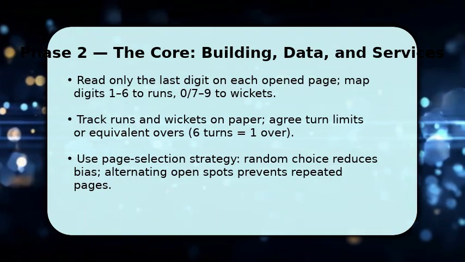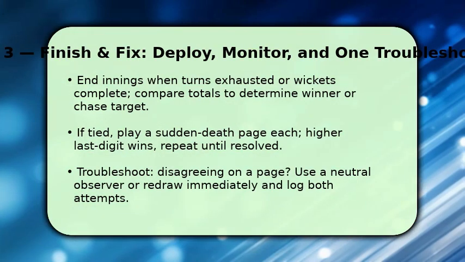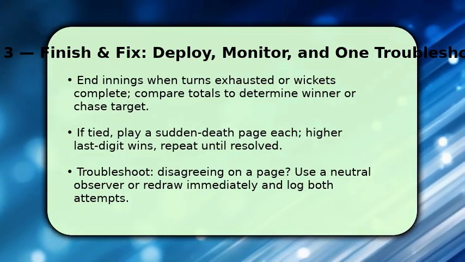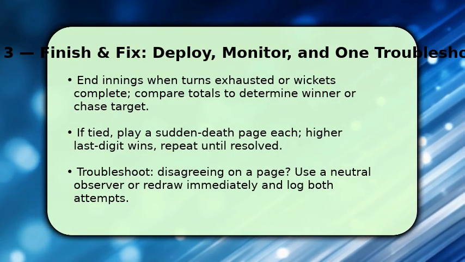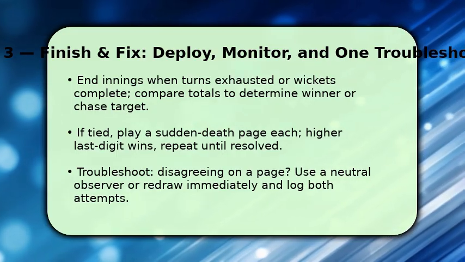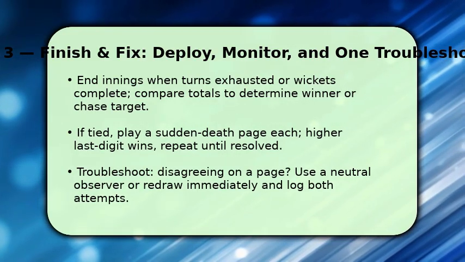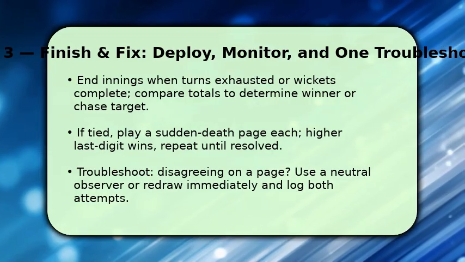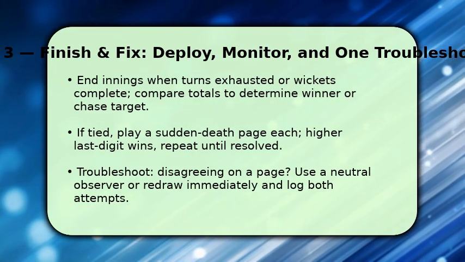To finish, complete the agreed number of turns or play until all wickets fall. Then total the scores carefully, and if chasing, the second team plays to surpass that total within their turns. If scores tie, settle with sudden death. 1 page each, highest last digit wins, repeat as needed.